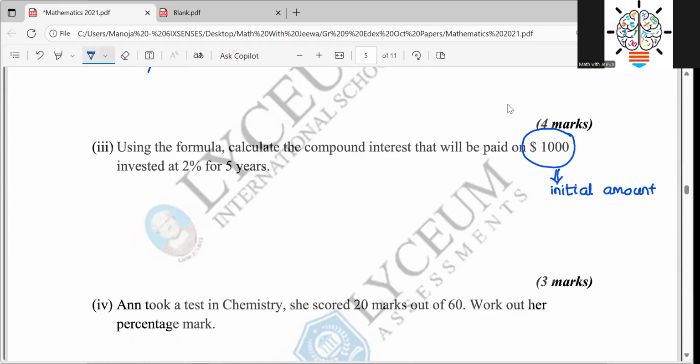And you are supposed to calculate the compound interest, right? That you want to calculate the compound interest. So then it is not the final value. You want to calculate the compound interest. First, you find the value of the investment, right? First, you find the value of the investment.